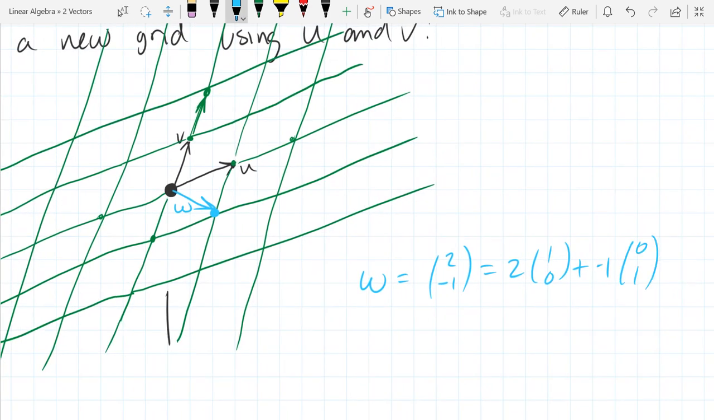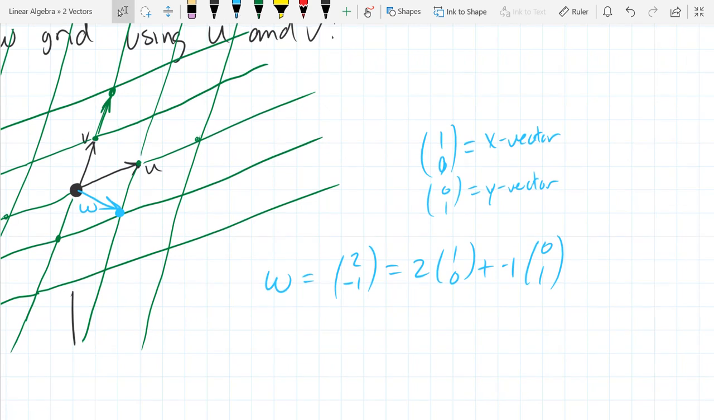So what I did is I wrote it as a linear combination of special vectors. You could call the first one the x vector and the second one the y vector. 1, 0, we'll call this the x vector. And 0, 1 will be the y vector. In the future, we're definitely going to have a different name for this. These are called the standard basis vectors.